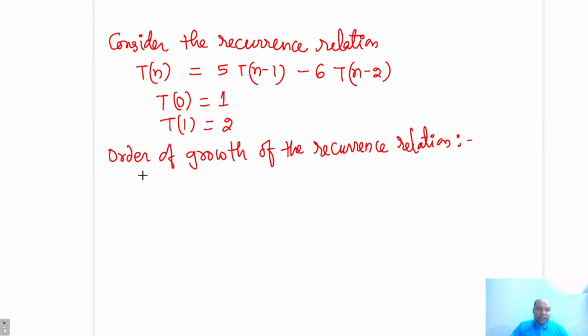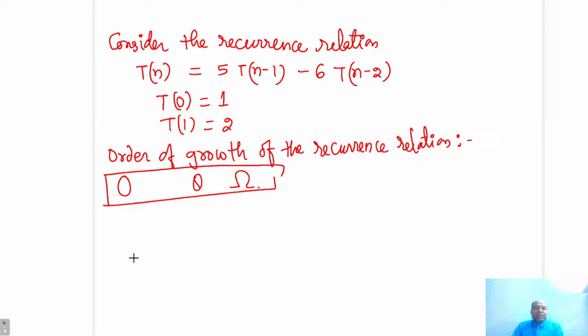You can have the answer in big O format, theta format, or omega format. I am not going into this, you can just verify with the answer. Let me try to solve it. The question is given like this. We cannot use Master's theorem in this particular question, because this is not in the form of Master's theorem. So we will simply apply the characteristic equation method.